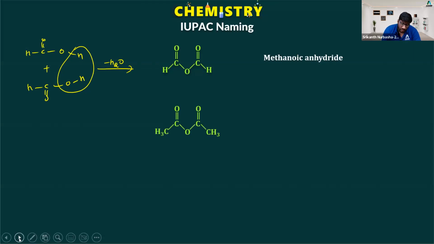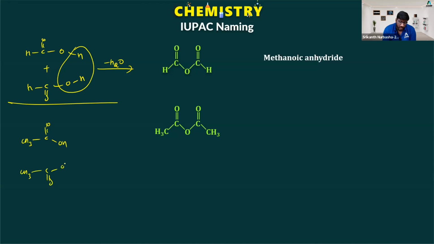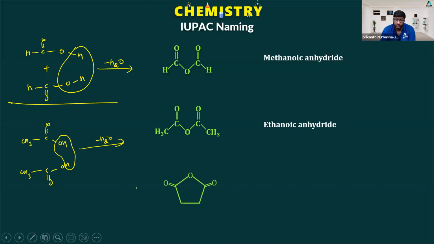And if you look at the other species like CH3, C double bond O, OC double bond O, CH3, what is the name of this compound? It is obtained from which acid? It is obtained from CH3, C double bond OH, CH3, C double bond OH. It is nothing but acetic acid, which is the common name. Ethanoic acid is the IUPAC name. So ethanoic anhydride is the correct name for this compound. Ethanoic anhydride.